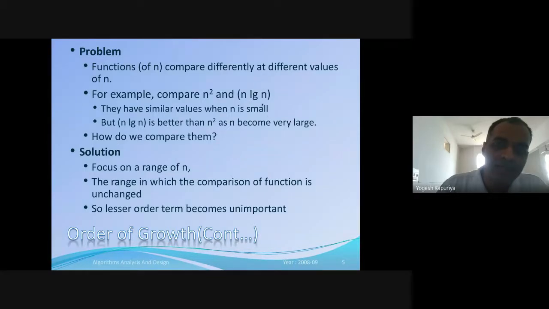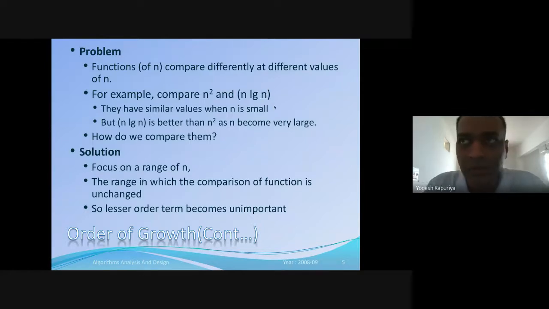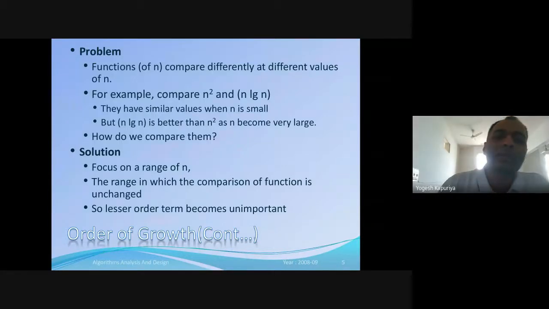So basically it's a log of n only, but the base value over here is 2, and shorthand for that is lg. So instead of log n to the base 2, you can write lg. So that is the shorthand. So one component contains n square, and the second component contains n lg n.